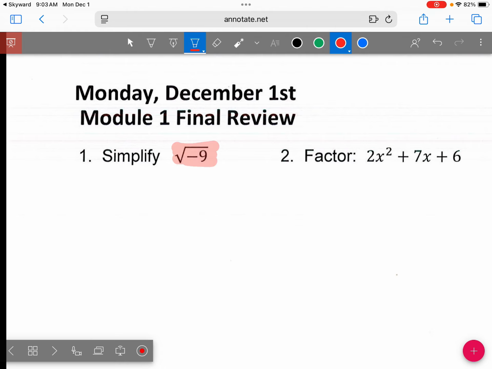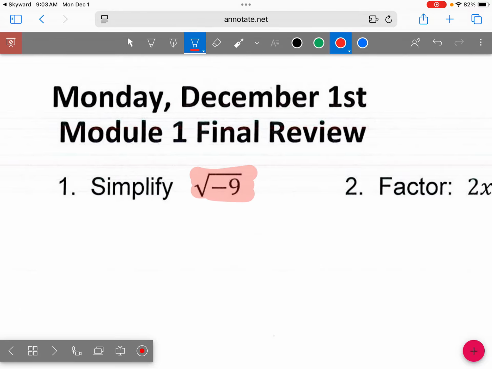Simplify. Whenever you see a negative, you have to start by separating it out. So we're going to break this apart to the square root of -1 times the square root of 9. You always take out the negative. Does anyone happen to remember, this is going way back, what's the square root of -1?